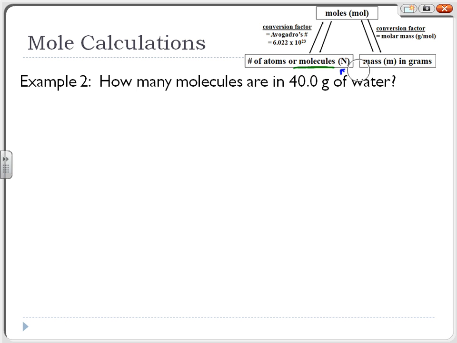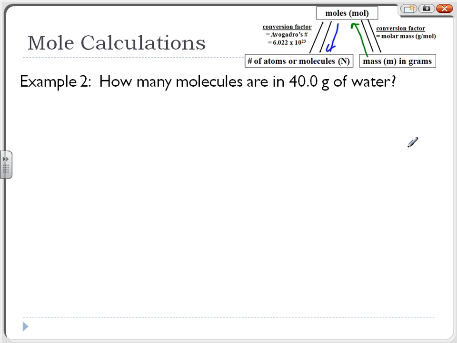So the first thing I have to do is convert everything to moles, and then I can go back and convert to atoms and molecules. So I've got to first go from mass to moles, and then take my moles and change that into number of molecules. So let's do that the same way. Let's do step 1. Actually, you know what? I'll color code this for you. I'll do step 1 in green, and then step 2 in blue.